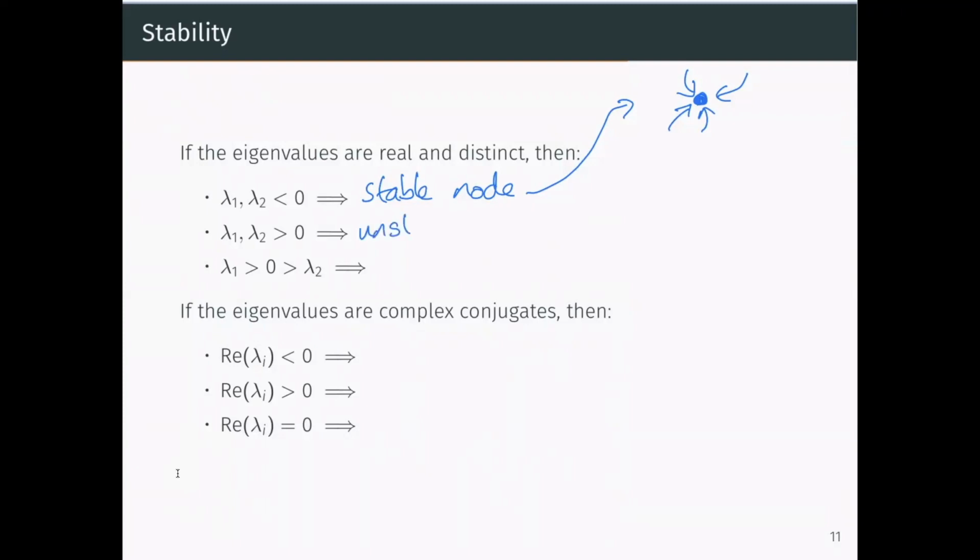The contrast to this is an unstable node. When both of our eigenvalues are positive, that means that our perturbation is going to be moving away, so all trajectories will be moving away.